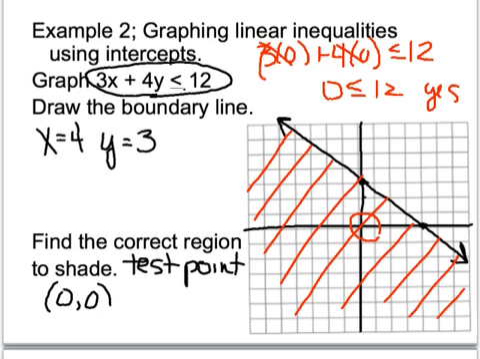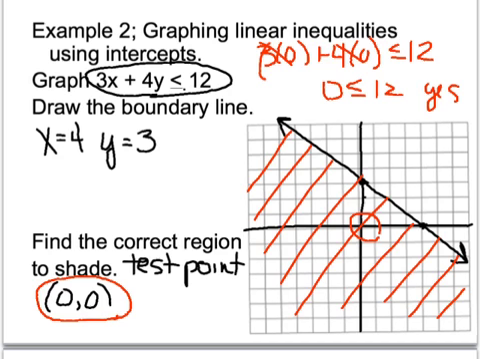So let's review what we did. Graphing an equation that's not in slope-intercept form. First, we found our x-intercept by plugging in 0 for y. Then we found our y-intercept by plugging in 0 for x. We graphed that line. Then we did a test point, and you can use 0, 0 every time, except if the line goes through 0, 0. It's not going to help you, but that's a rare occasion.